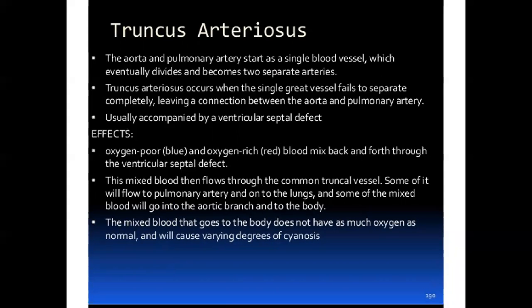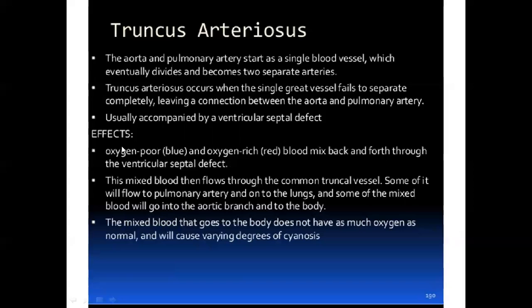Now, truncus arteriosus. The aorta and pulmonary artery start as a single blood vessel, which eventually divides and becomes two separate arteries. Truncus arteriosus occurs when the single great vessel fails to separate completely, leaving a connection between the aorta and pulmonary artery, accompanied by a ventricular septal defect.